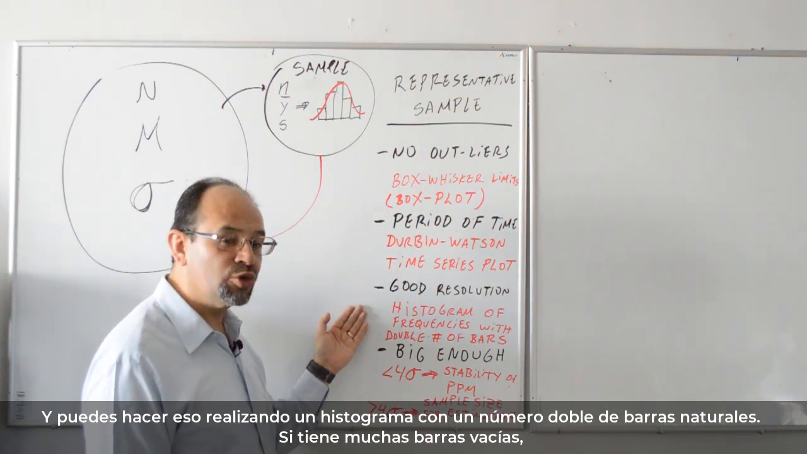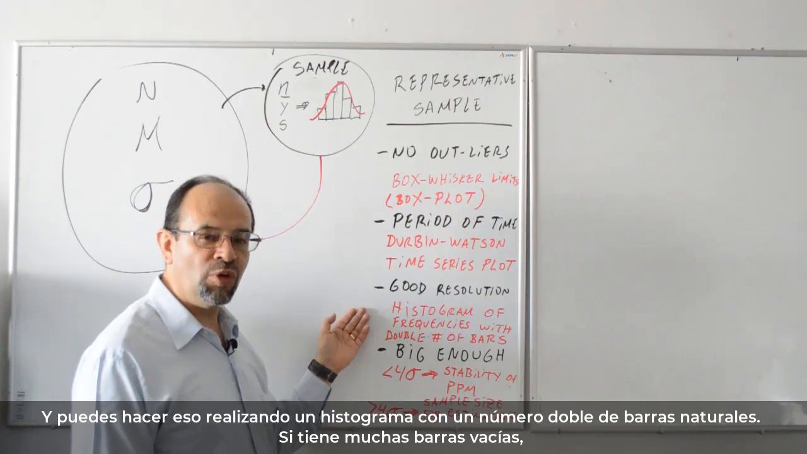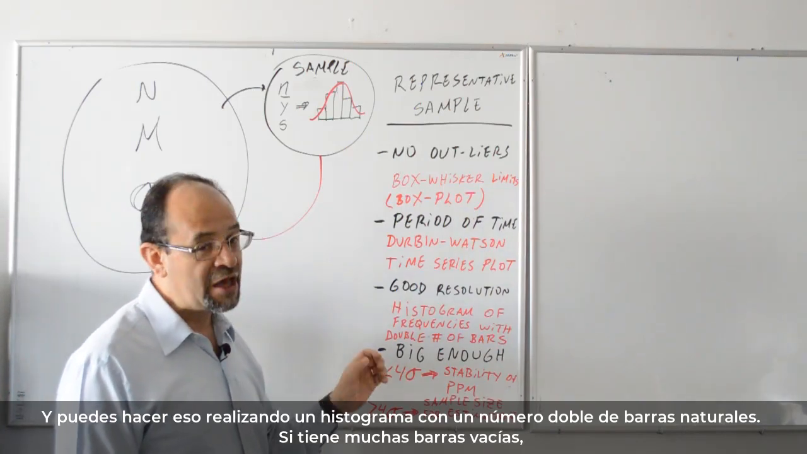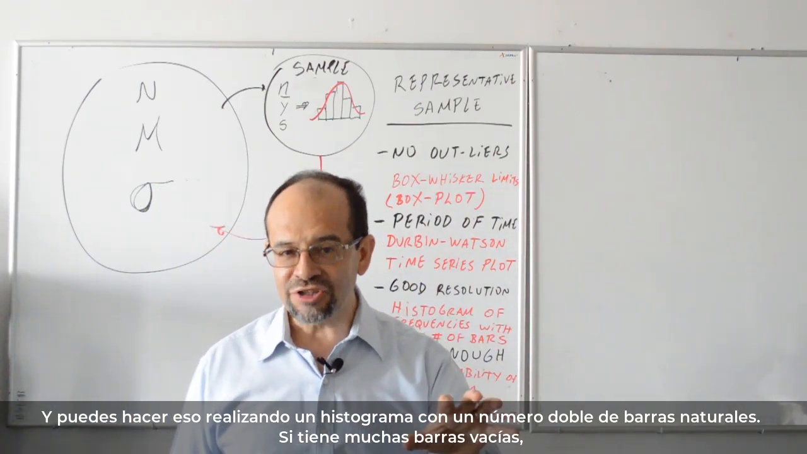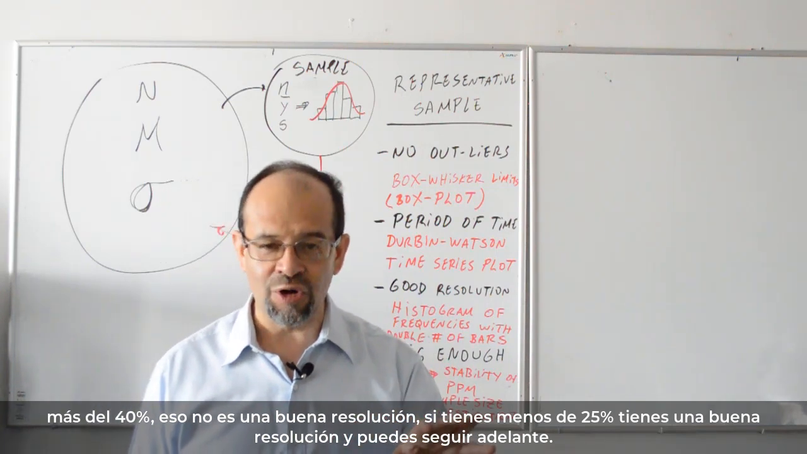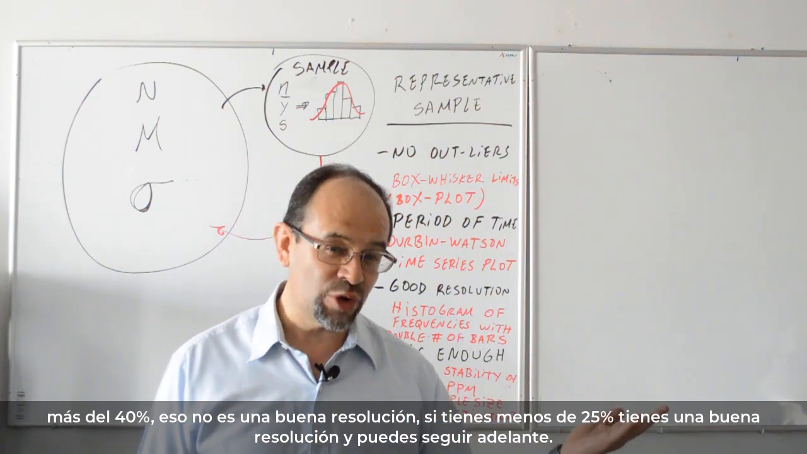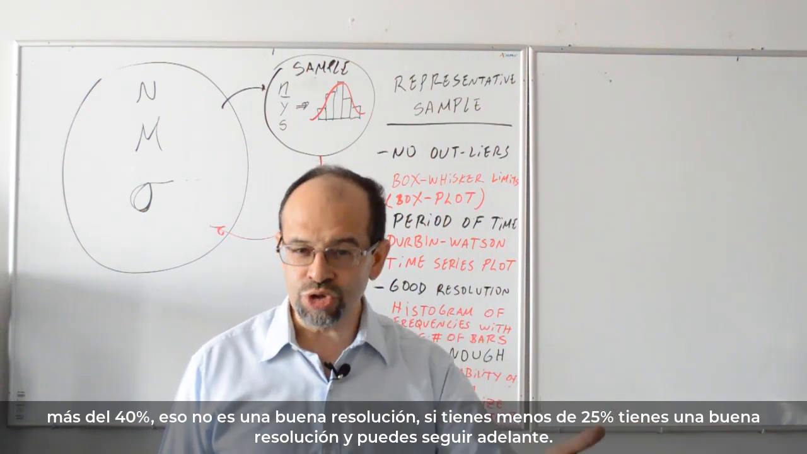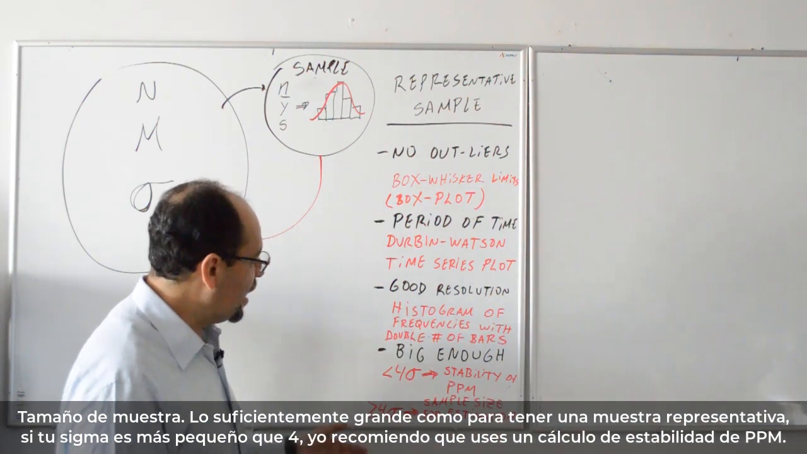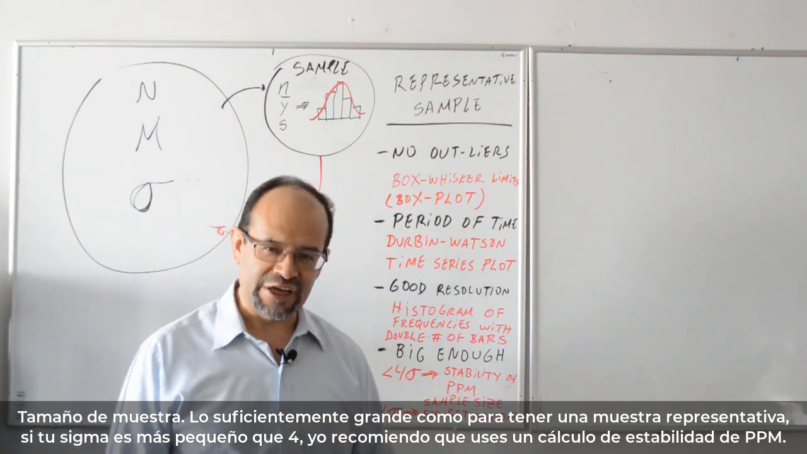You can do that by making a histogram with double the number of natural bars. If you have many empty bars, more than 40% empty bars, that's certainly not a good resolution. If you have less than 25%, you have a good resolution, so you can move on. And the fourth one is sample size.